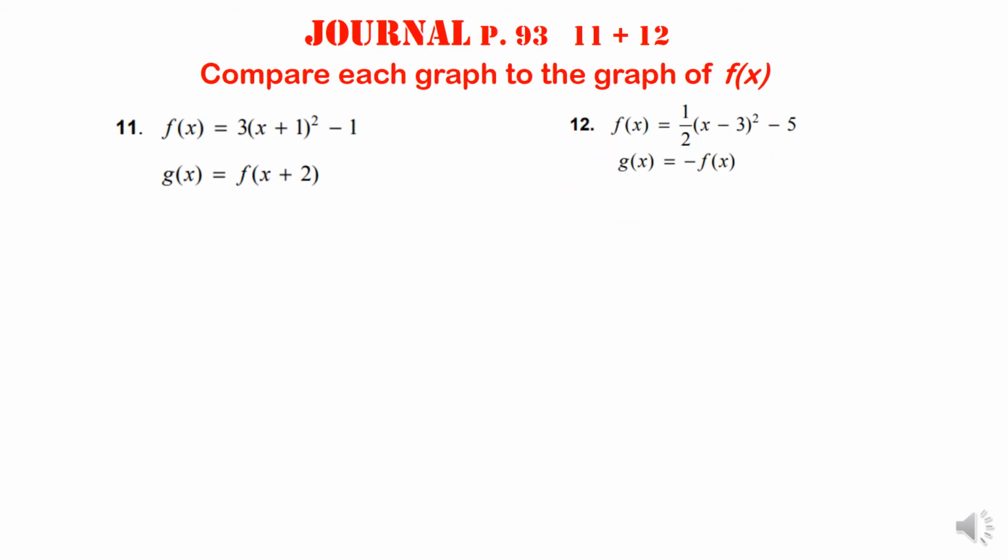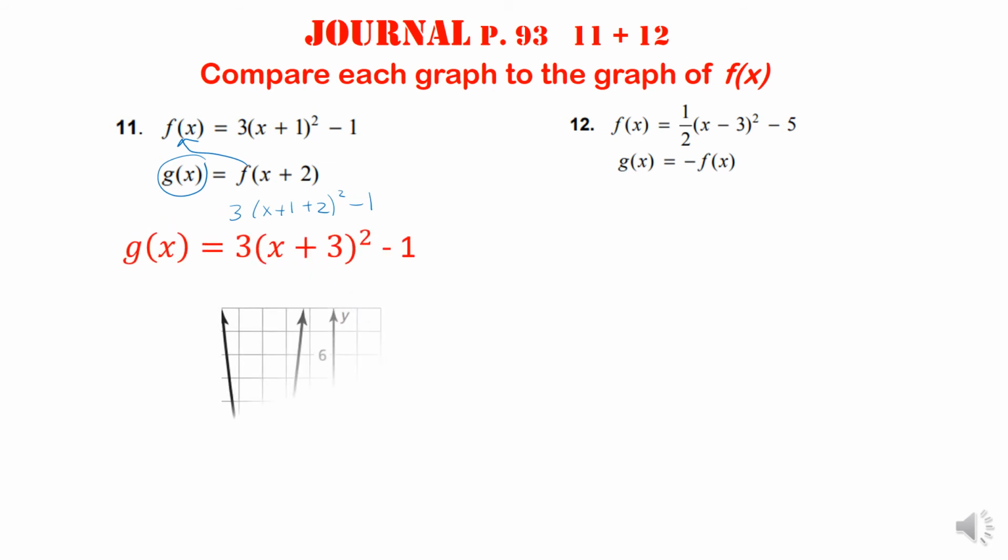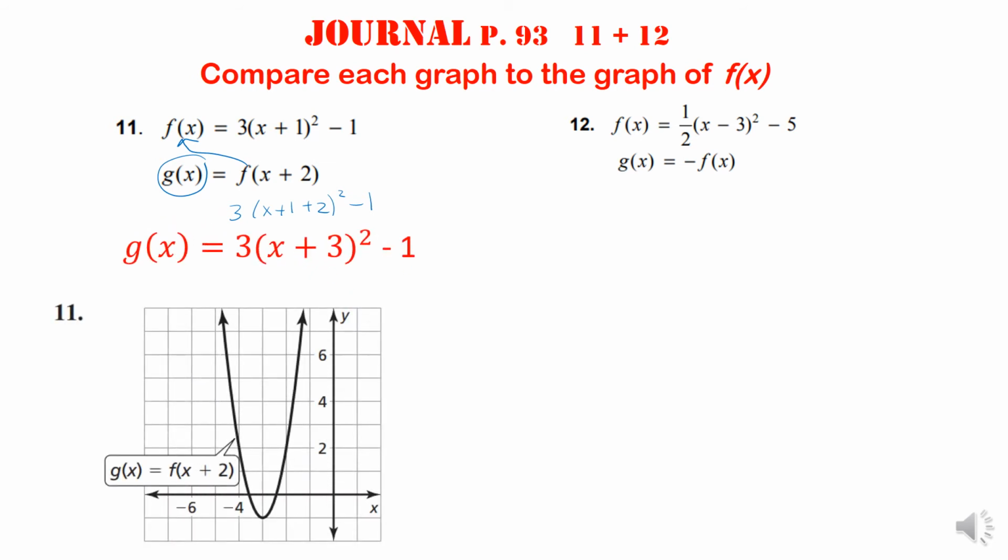All right, so this is in your journal. It's asking you to compare. Notice this is based on our original function. So again, we have to think of what is happening overall to the equation. So first thing I'm going to do is I'm going to go, okay, 3x plus 1 plus 2 squared minus 1, and I get my new equation, which looks like that, and there's my new graph.